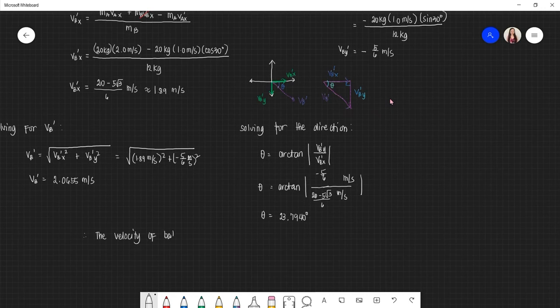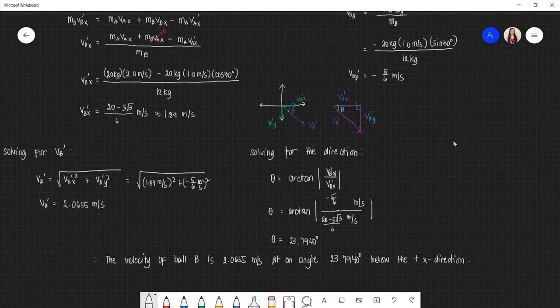You can just say the velocity of ball B is 2.0655 meters per second at an angle 23.7940 degrees below the positive x direction. Okay, so that's how you solve if the elastic collision is two-dimensional.